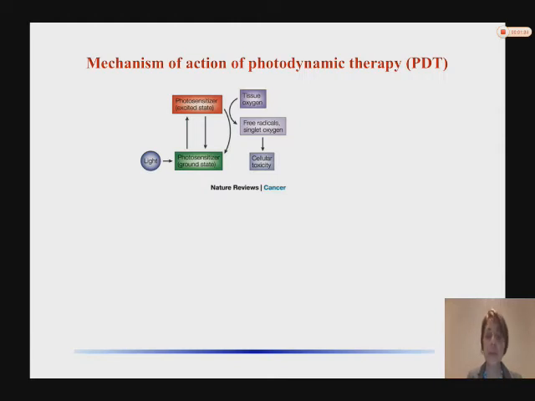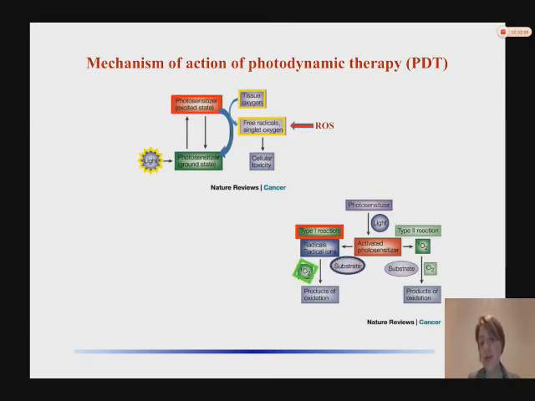PDT requires three elements: light, photosensitizers, and oxygen. The photosensitizer must be inactive in the dark, but upon light activation at a proper wavelength, it goes from a ground state to an excited one. As it returns to the ground state, it releases energy which is transferred to the oxygen, thus producing free radicals and singlet oxygen, responsible of cellular toxicity.